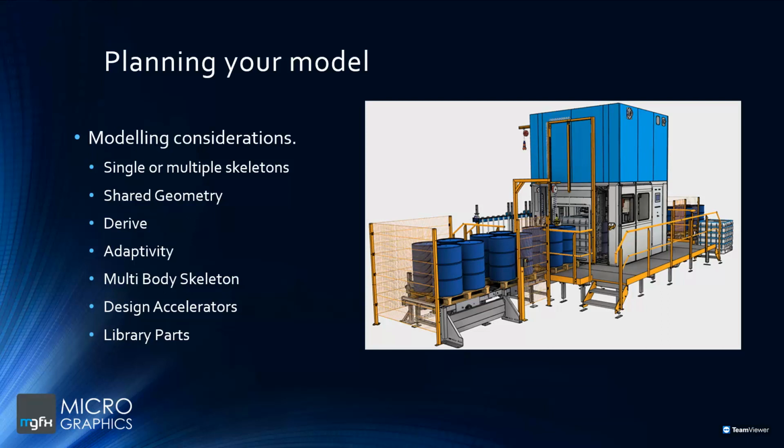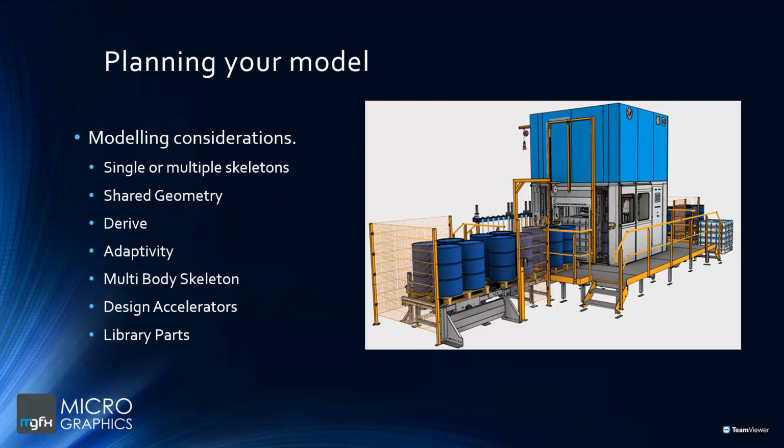So think about those accelerators that are available in the assembly environment and what information you could include in the skeleton model to help the use of those design accelerators. And then also consider how you're going to use library parts, whether it's from Content Center or from an external supplier, a buyouts library with things like pumps, motors, hydraulics, cylinders. How is that information also going to be included in your model, and how are you going to use that?